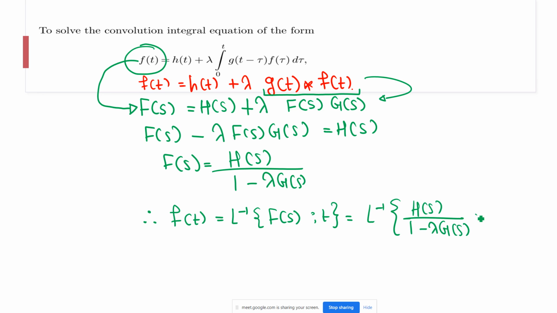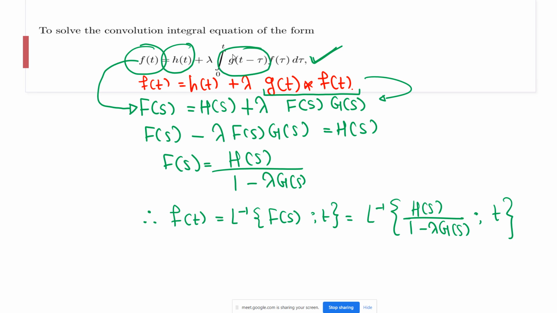So what we are learning is how to solve a convolution integral equation by using a Laplace transform. So if you want to find a solution of this equation, that is nothing but a Laplace inverse of h of s upon 1 minus lambda g of s, where h of s is nothing but Laplace of the function over here and g of s is nothing but the Laplace of the function over here.